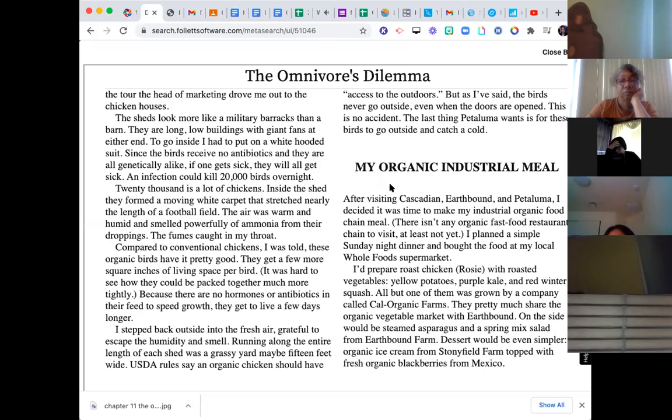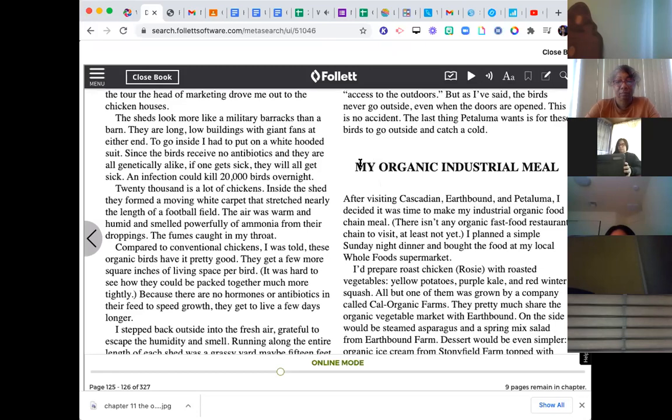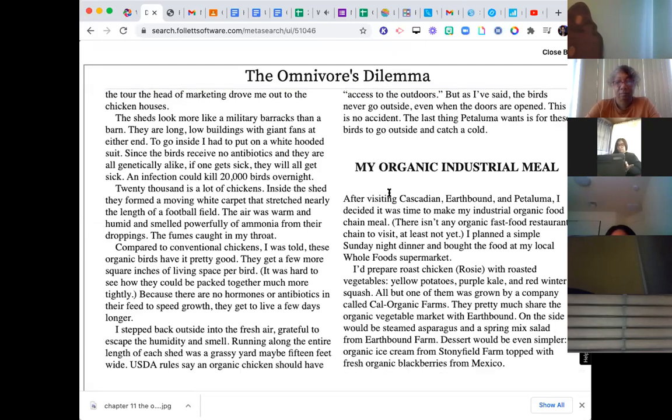My organic industrial meal. After visiting Cascadian, Earthbound, and Petaluma, I decided it was time to make my industrial organic food chain meal. There isn't any organic fast food restaurant chain to visit, at least not yet. I planned a simple Sunday night dinner and bought the food at my local Whole Foods supermarket. I'd prepare roast chicken, Rosie, with roasted vegetables: yellow potatoes, purple kale, and red winter squash. All but one of them was grown by a company called Cal Organic Farms. They pretty much share the organic vegetable market with Earthbound.